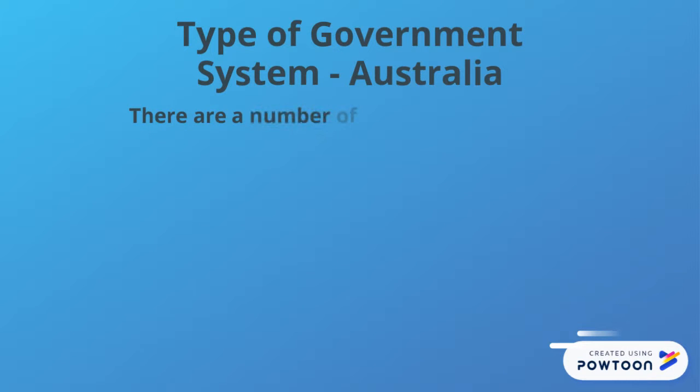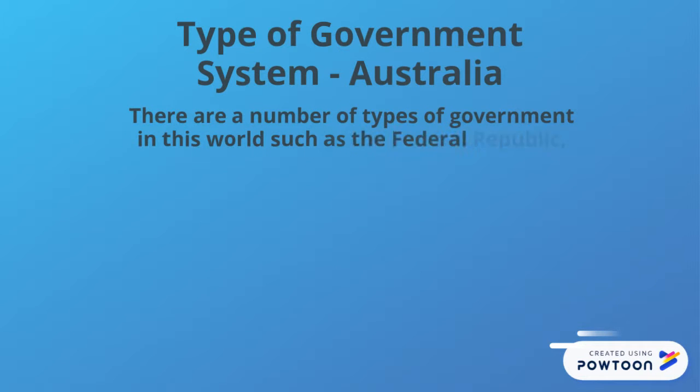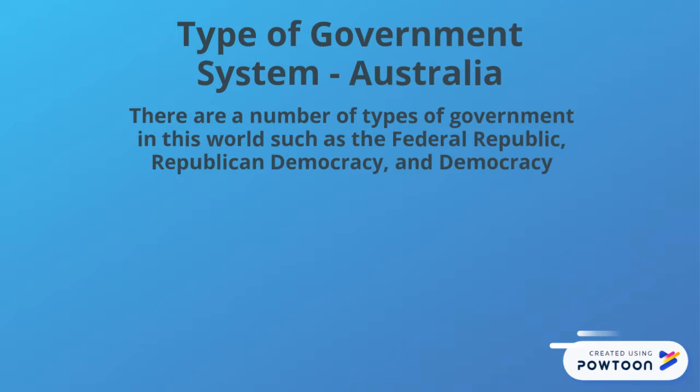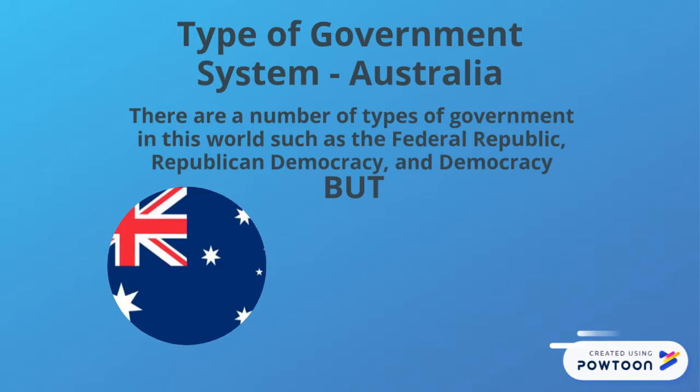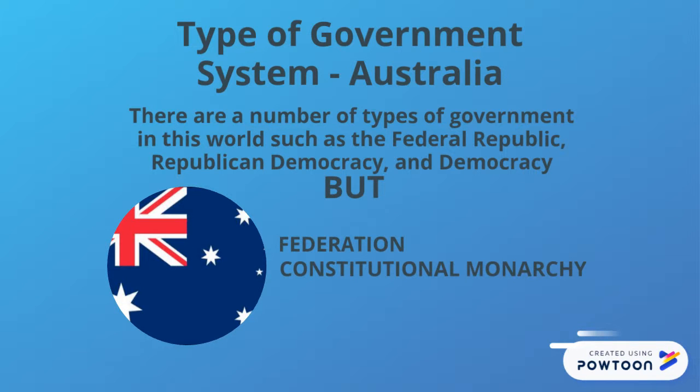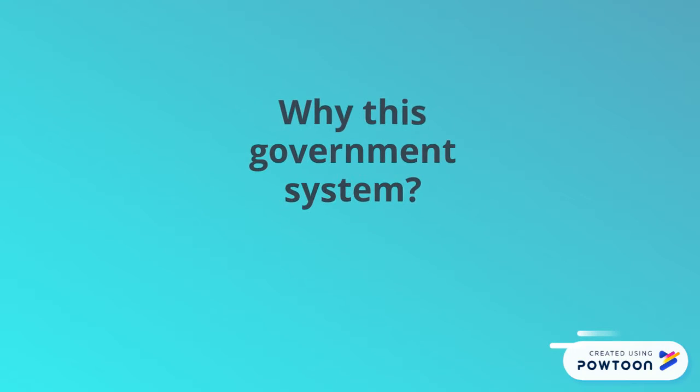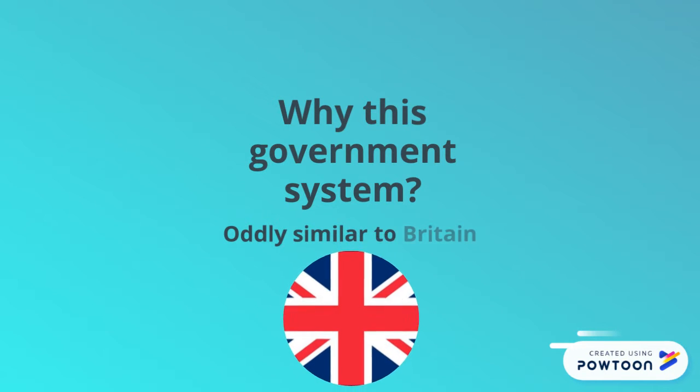There are a number of government types in this world, such as the Federal Republic, Republican democracy, and democracy. However, out of all these government systems, Australia decided to choose federation, a constitutional monarchy, and a parliamentary democracy. The choice of Australian government system of a constitutional monarchy is oddly similar to Britain. However, this is not simply a coincidence.